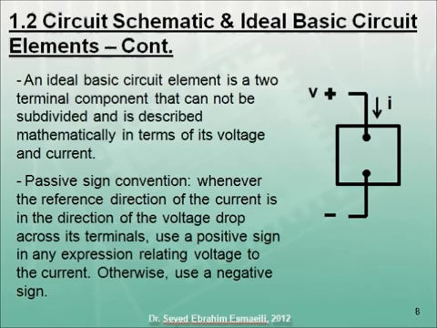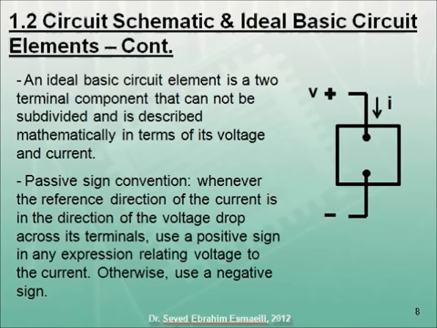An ideal basic circuit element like the one shown in the figure has three main attributes. The first attribute is that it has only two terminals. The second one is that it is described mathematically in terms of current and voltage. The third attribute is that it cannot be divided into other elements.